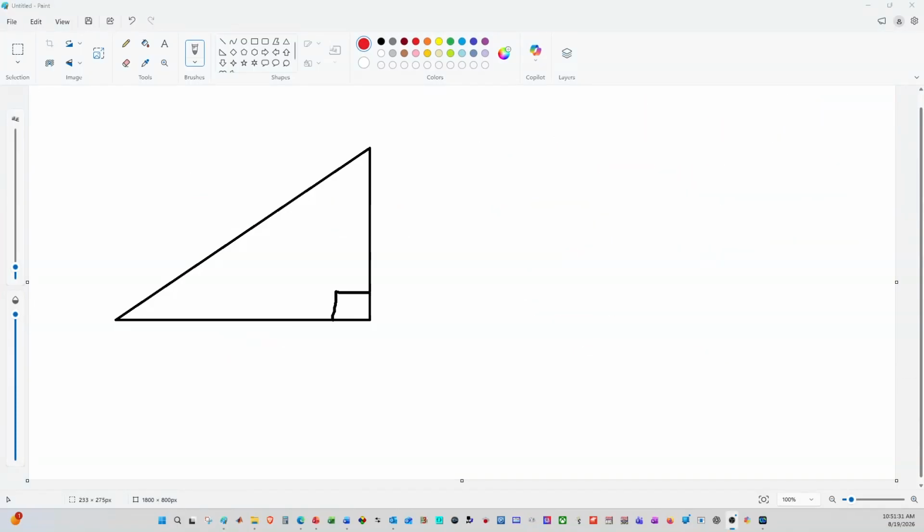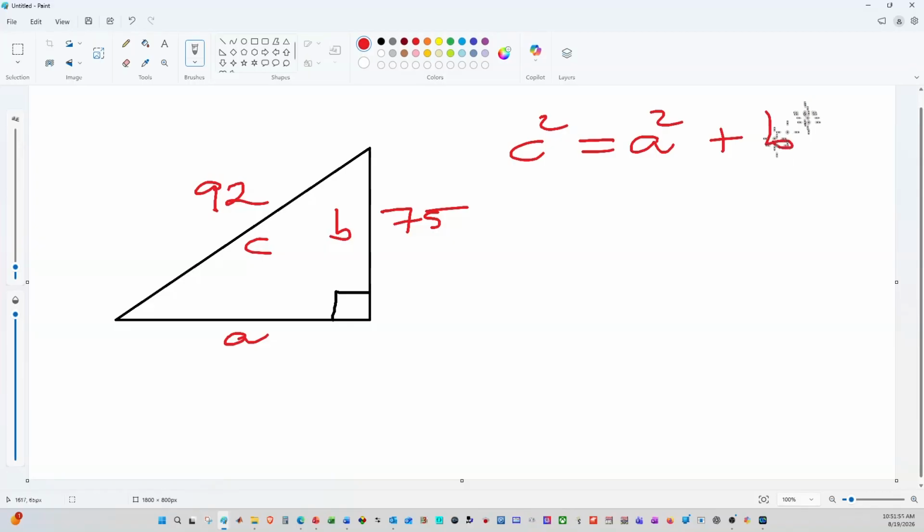What if we were to have the longer side? I'm going to put in 92 units over there, and maybe one of the short sides I want to put in 75 units. Again, units of your choice. Now let's mark this as A, B, and C. In this case, we know that C squared is equal to A squared plus B squared, and therefore we can calculate A as being the square root of C squared minus B squared.